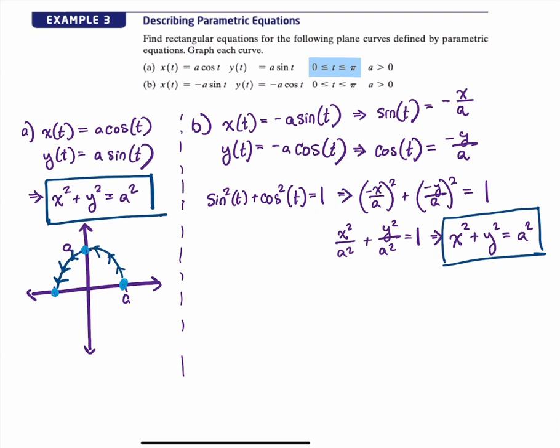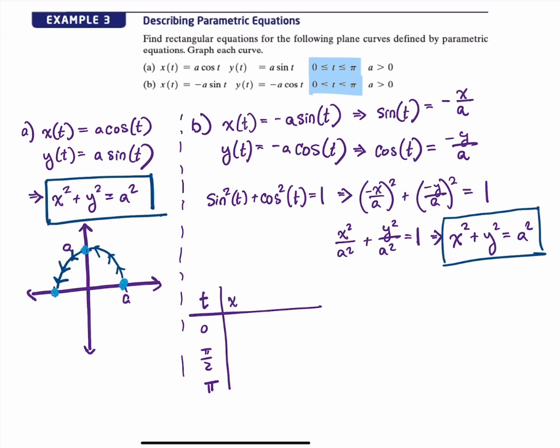But what would our graph look like? So we have the same condition that t is going from 0 to pi. Let's build a table of values this time. So let's take t values from 0 to pi. So let's do 0, pi over 2, and pi. That'll help us see where our curve will be traced.